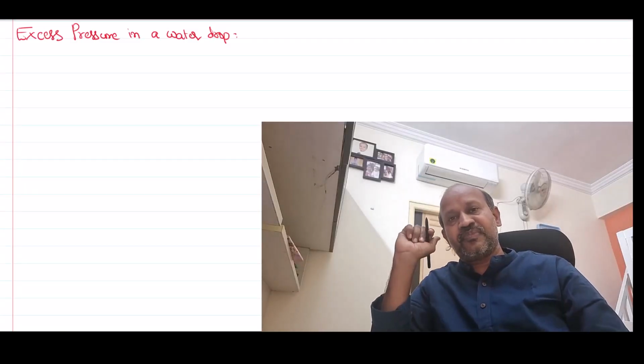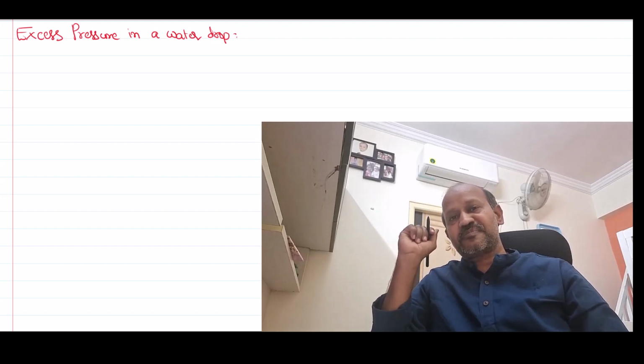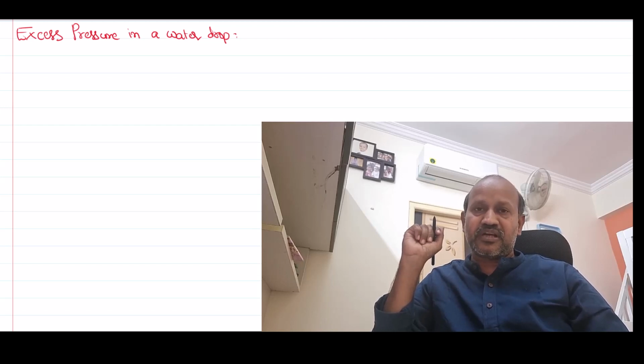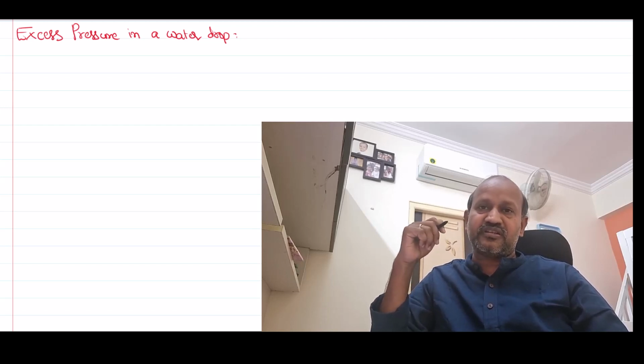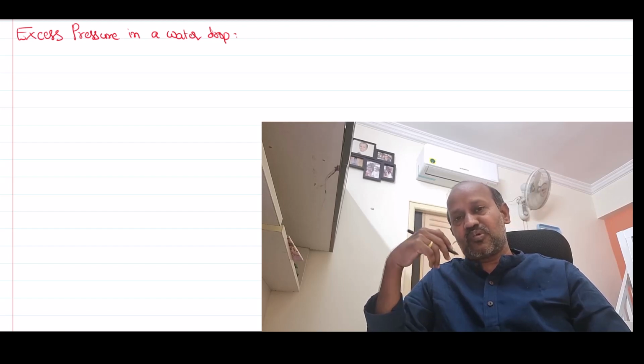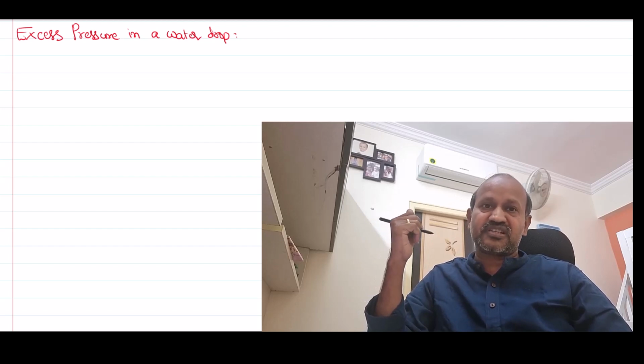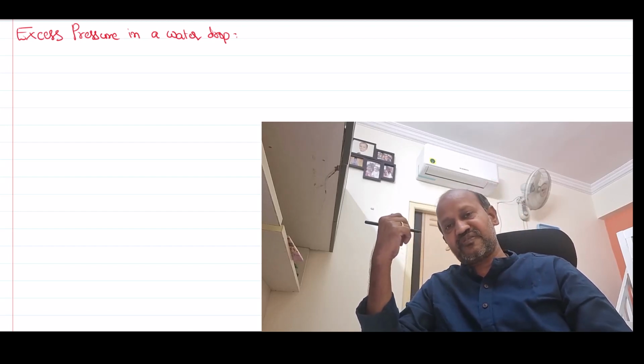In this video, we are going to discuss the value of the excess pressure in a water drop against surface tension. Before I go into the derivation, let me first explain what that excess pressure is, and why there is an excess pressure inside a water drop. Let me explain that first, and then we'll go into the derivation of the expression for that excess pressure.